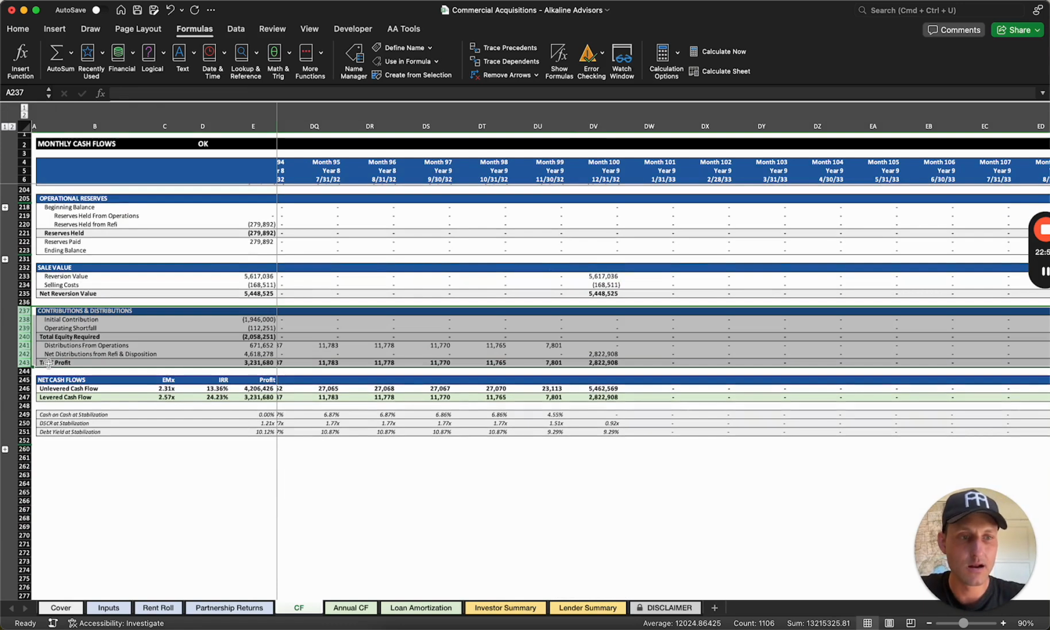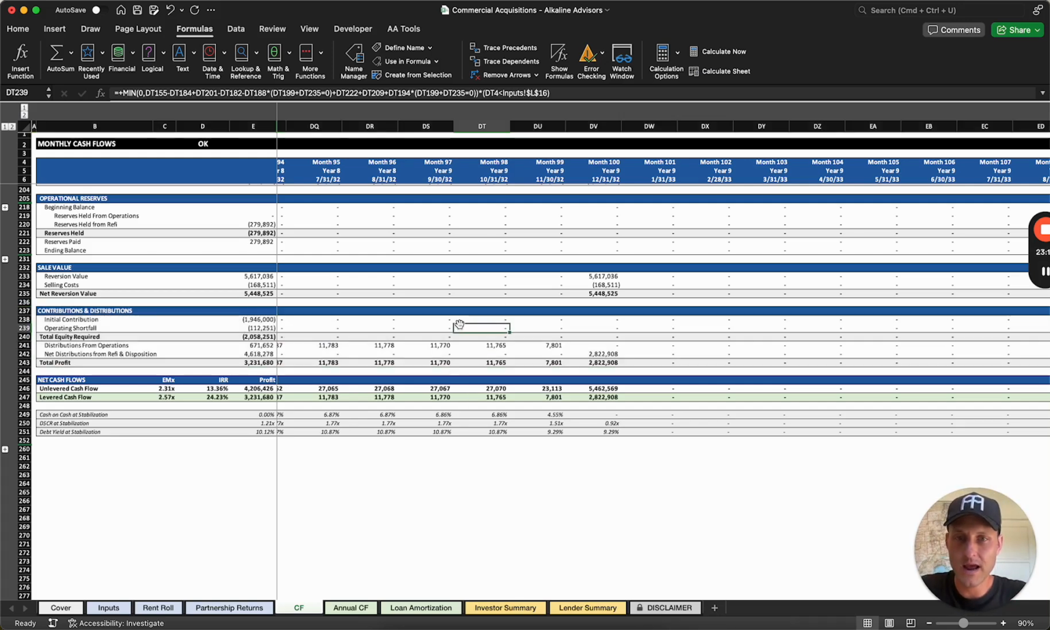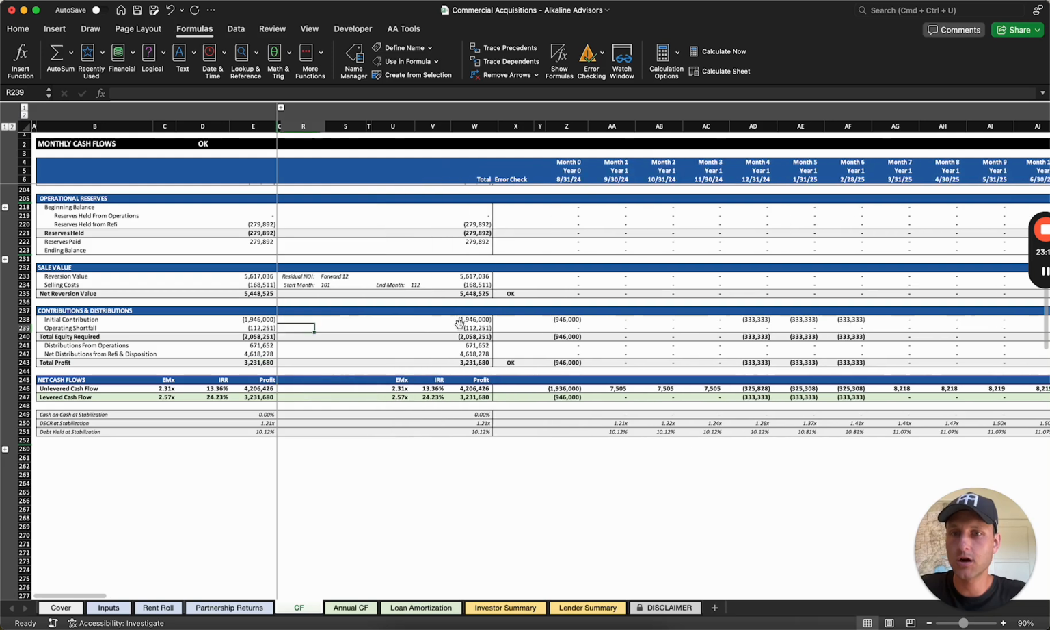We really say that modeling only has 3 types of assumptions. It's contributions, distributions, and timing, right? How much are we spending? Contributions. How much are we receiving? Distributions. And timing, when does all that happen? So we try to break it out as simple as possible in those terms.